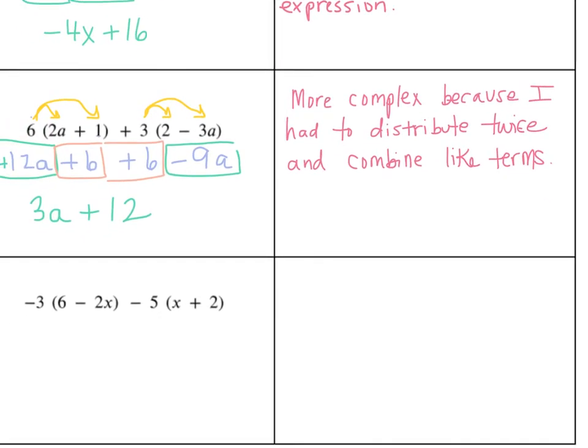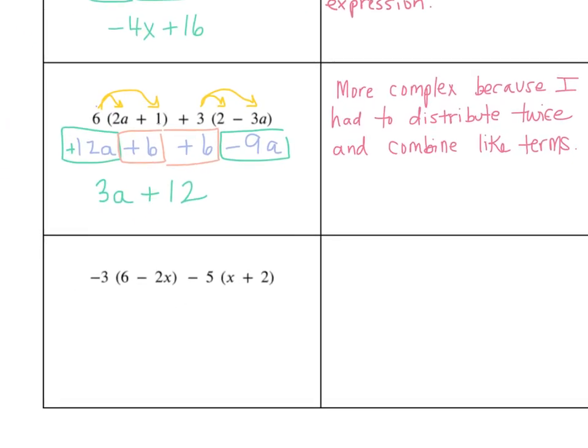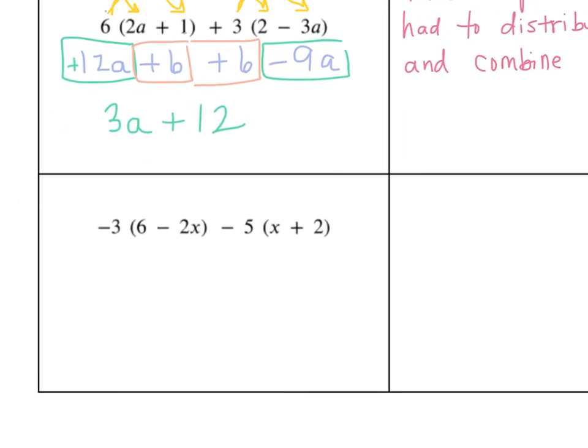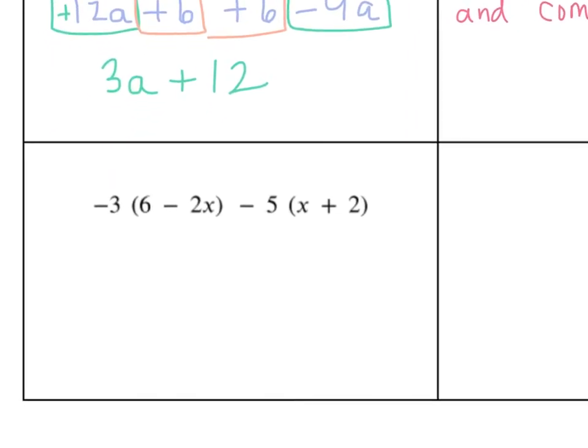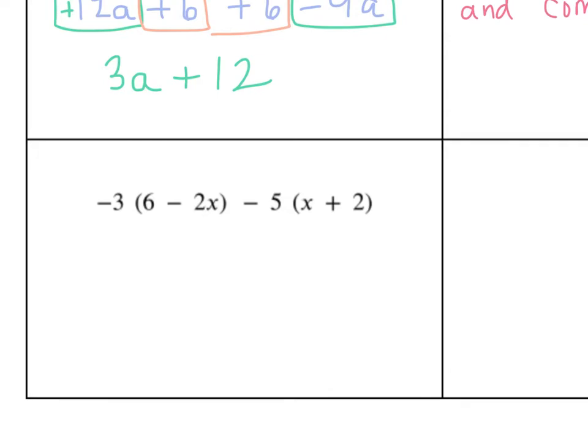Okay, so distributing twice. We're going to have to do that again here. Now this is going to look harder because we're distributing twice and there looks like a bunch of negatives. Okay, let's start with the term outside the parentheses. So we'll distribute here and over here. All right, here we go.